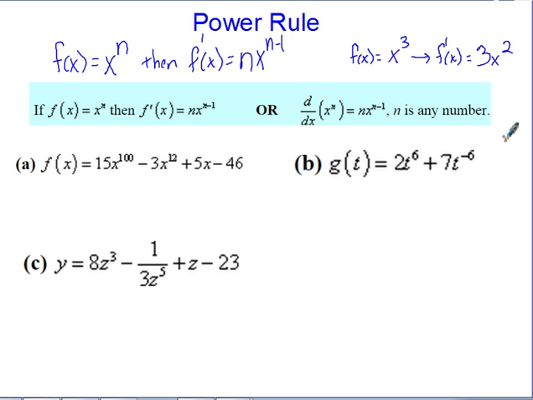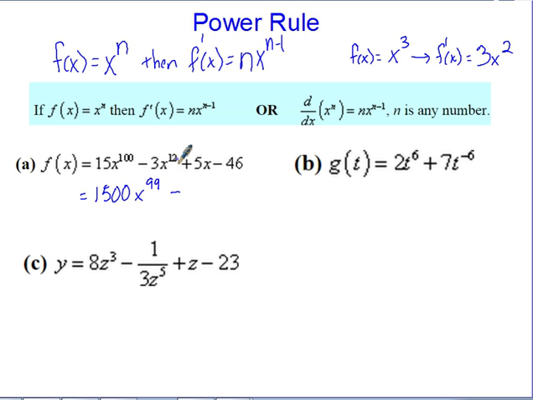So let's look at this first part. 15x to the 100th power. So just looking at 15x to the 100th power. What do I want to do? Bring my exponent to the front, but there's already a 15 there. So what do you think I do? Multiply. So what's 100 times 15? So you're going to get 1500x to the 99th power. Is everybody good with that? Now move on.